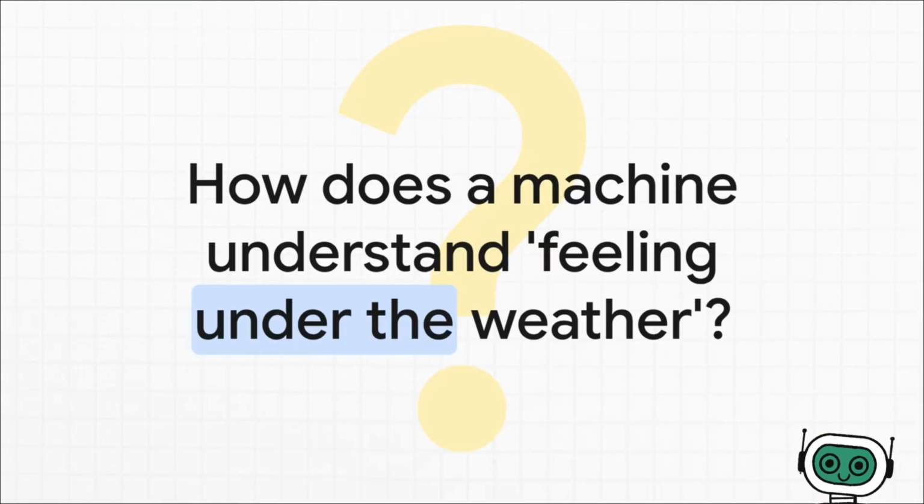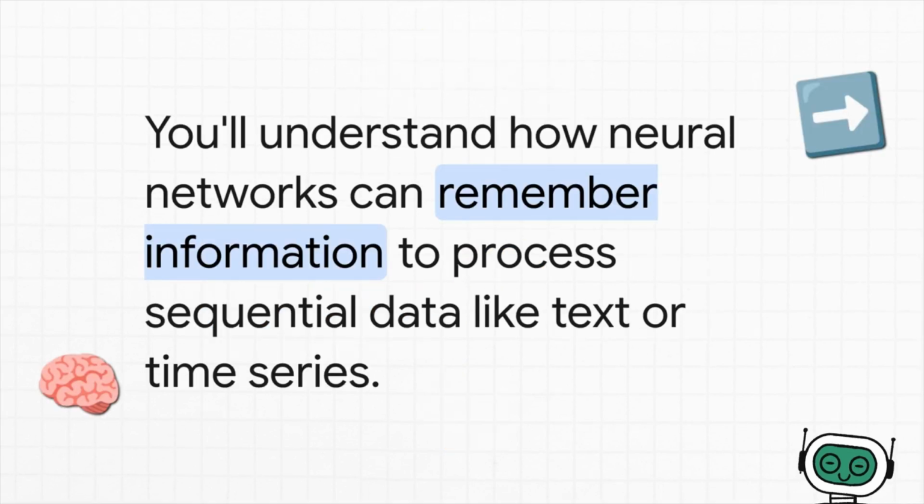So think about an idiom like this. The meaning doesn't come from the individual words, right? Under and weather on their own don't mean sick. It's the sequence, the order that matters. And for a machine, figuring out that kind of sequential context, that's a really tough problem. And that's exactly what we're going to tackle. By the end of our time here, you'll get the core idea of how a neural network can actually build a memory to understand sequences, things where order and context are everything.